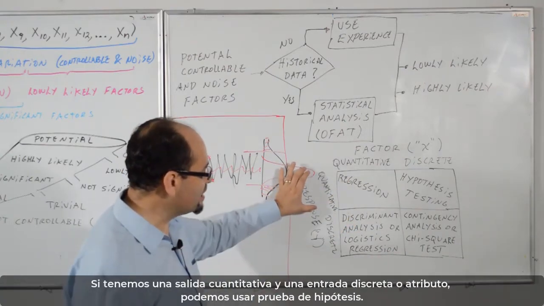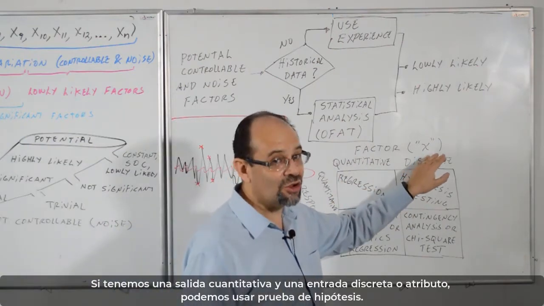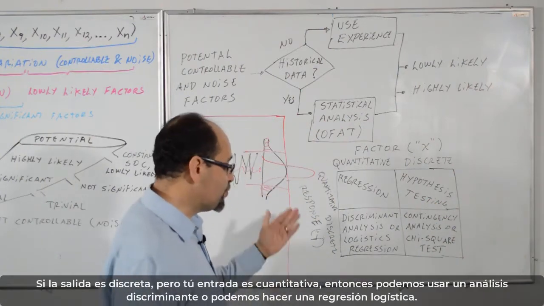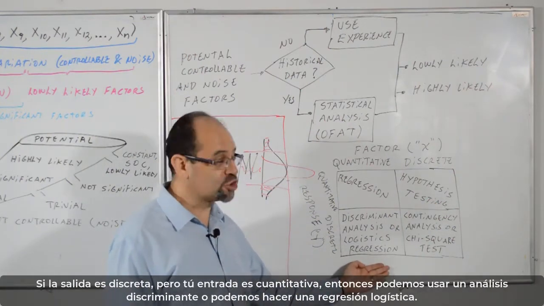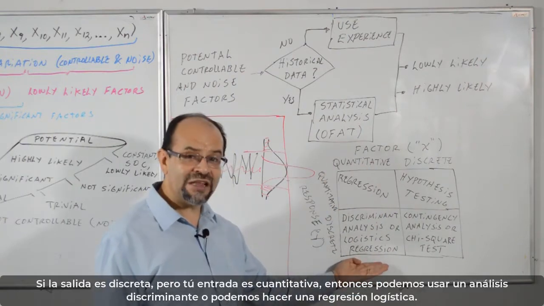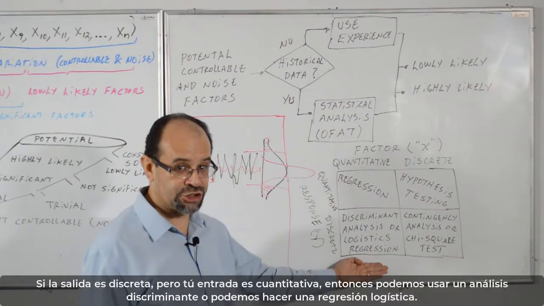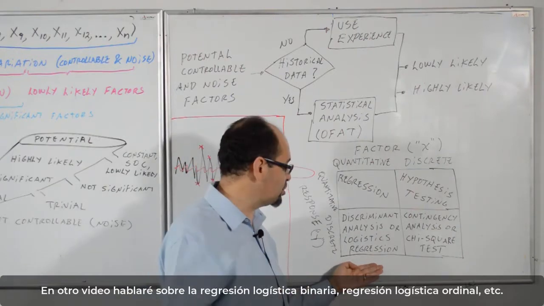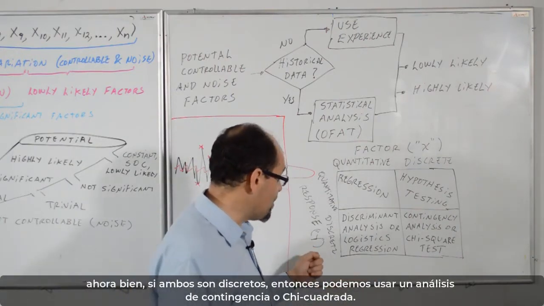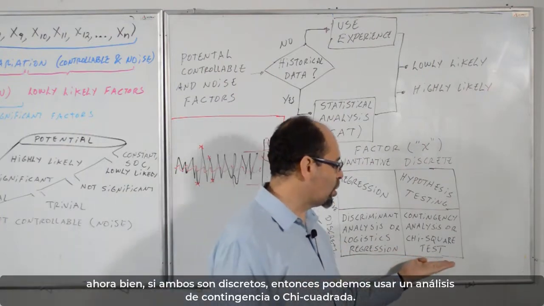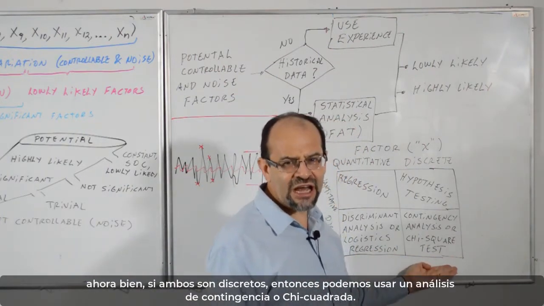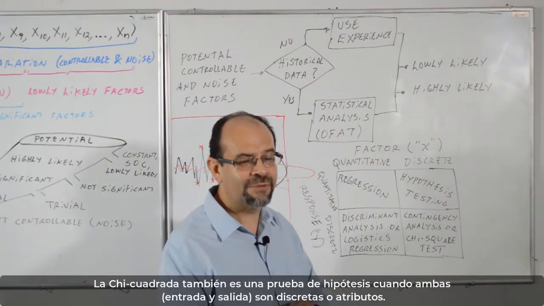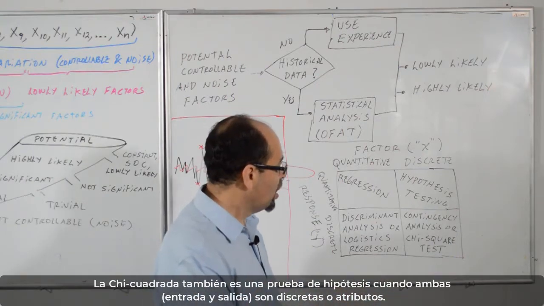If you have a quantitative output and a discrete or attribute input, you can use hypothesis testing. If your output is discrete but your input is quantitative, then you can use a discriminant analysis or logistic regression. There will be another video where I will talk about binary logistic regression, ordinal logistic regression, etc. And of course, if both are discrete, then you can use a contingency analysis, or chi-square. Chi-square also is one sort of hypothesis testing when both are discrete or attribute.